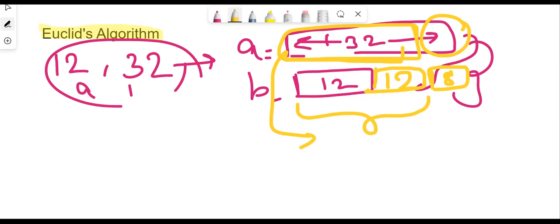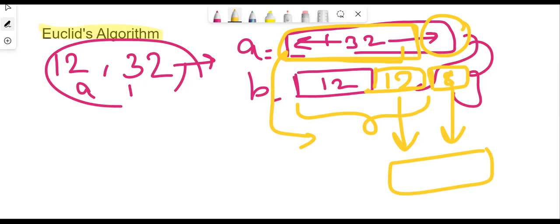Now, if we find the common factor between this 12 and the 8, then it will hold for both the A and B, because this part of 32 is being covered by 12, 12 twice. So if we find any factor for 12, then it will be the factor for this part of the 32 for sure. And for that we are finding it.